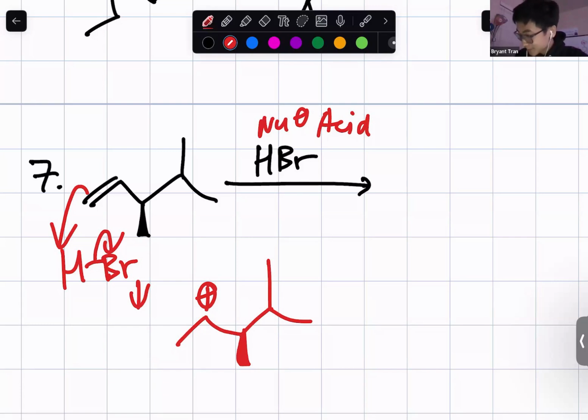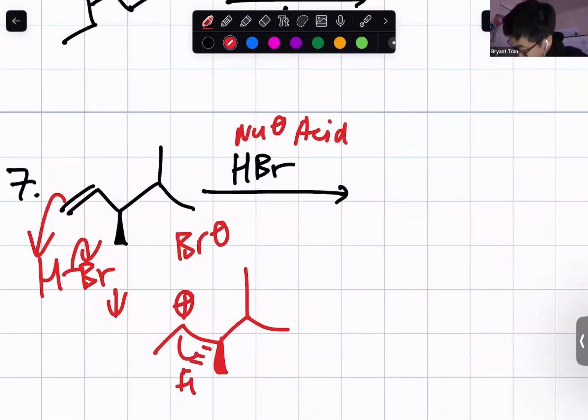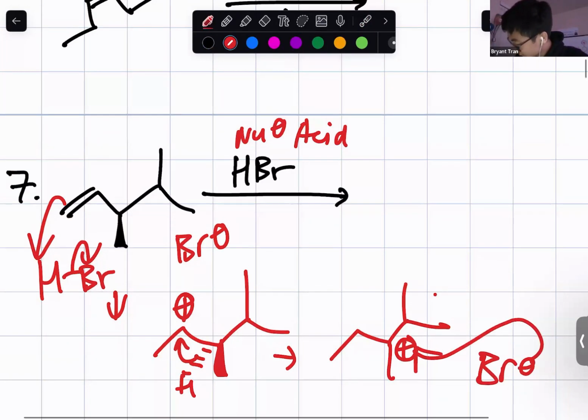Yes, shift. Br minus does not attack right away. We have to look out for a shift. Hydride shift. So let's draw out that hydrogen out. Shift that hydrogen over there. Lose the stereochemistry of this wedge to flat. And then Br minus comes in and attaches just to the tertiary carbon. Correct. Br minus comes in, attacks the tertiary carbon.